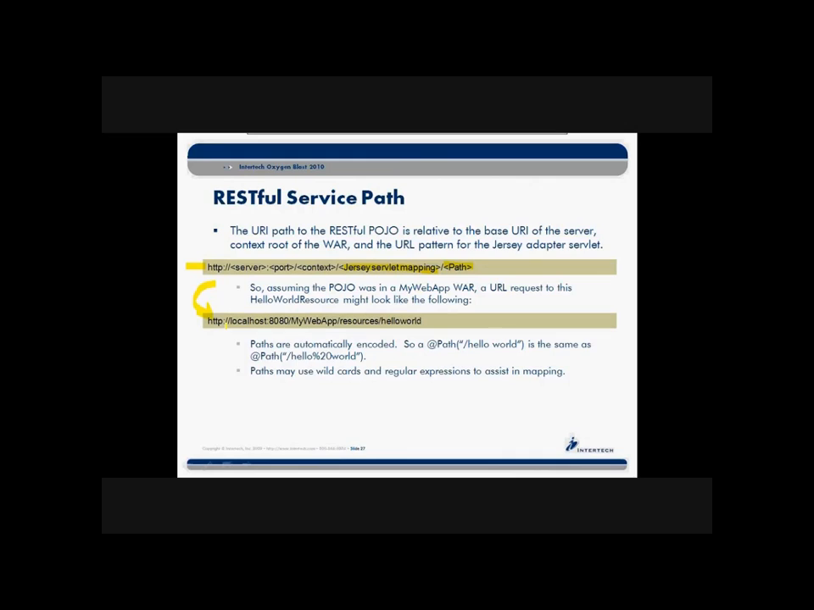Nice thing about the way that the JAX-RS API has been developed, paths are automatically encoded. So whether or not you have the @Path hello space world, that will be the same as if we put the encoding %20 in there, for those who are web/HTTP world aware. Those are going to act and behave the same. So that's all taken care of for us. And oh, by the way, we can also use things like wildcards, the asterisk characters, and even regular expressions to help assist in the mapping through that web XML file and/or through our actual @Path annotation.